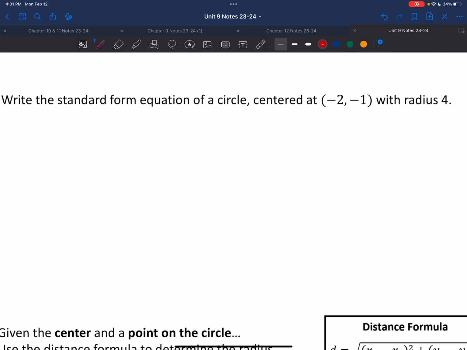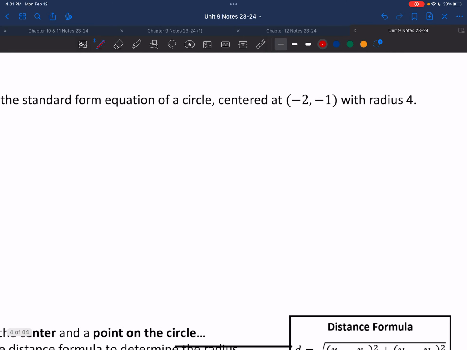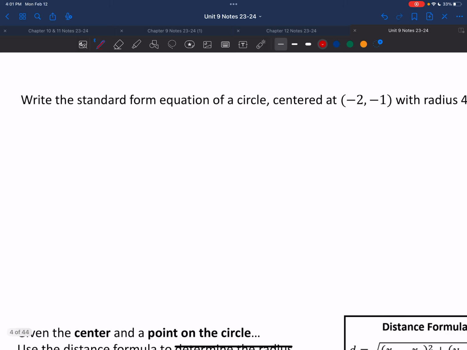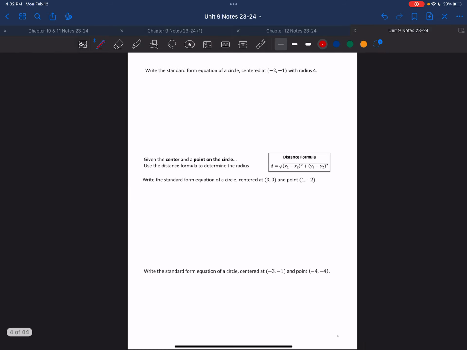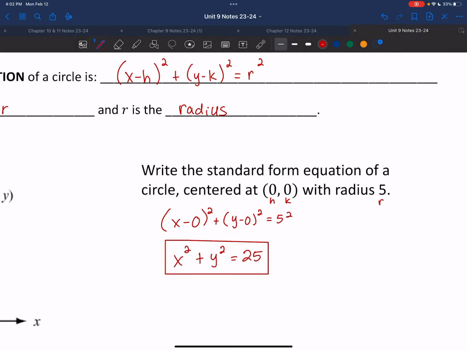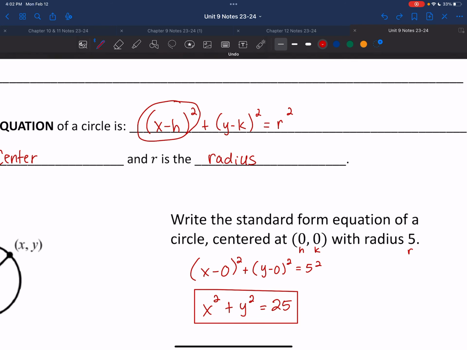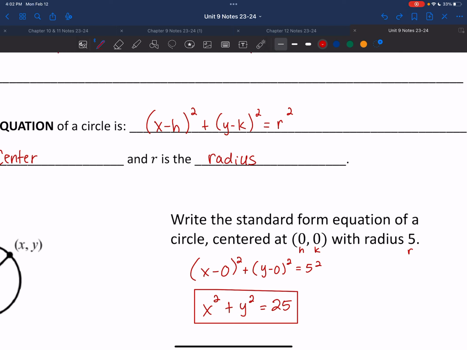All right. Now it says write the standard form equation of a circle centered at -2, -1, and then a radius of 4. So when you are doing these, something that you're going to notice is that if you've got in the equation x minus h and y minus k, so whatever your center is in the equation, the signs are actually going to be flipped because you're subtracting on each one.